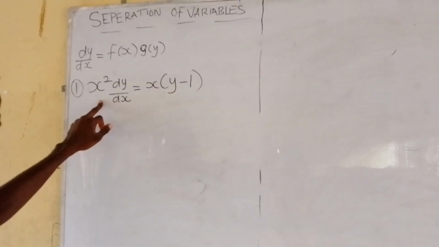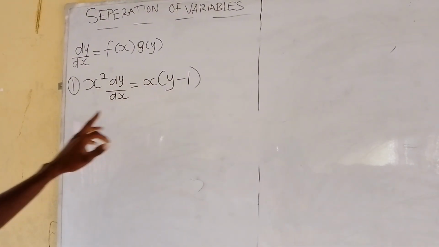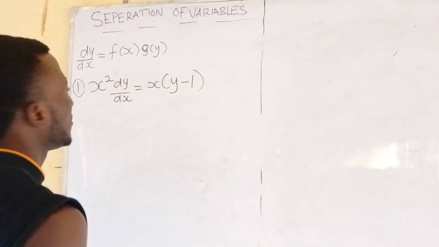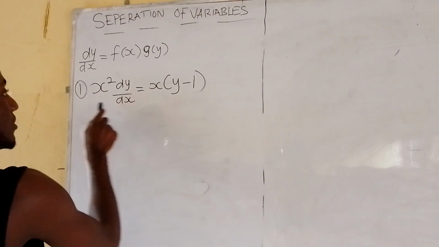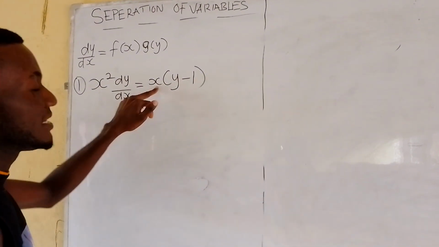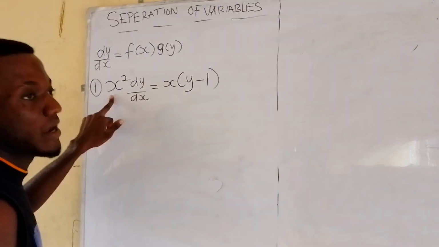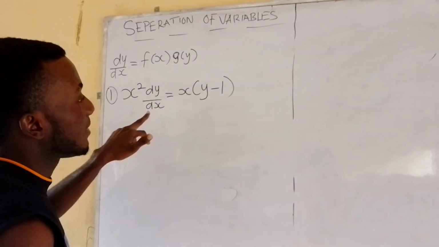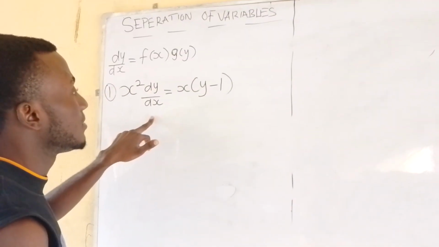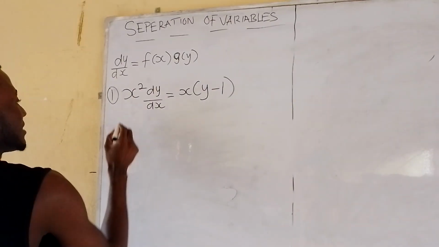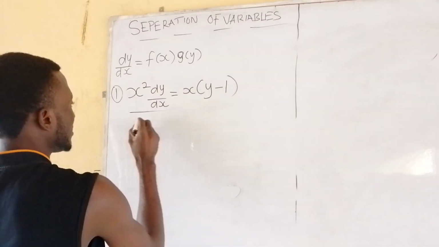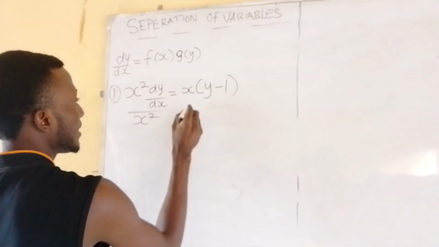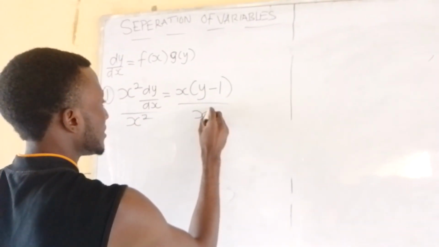We have x squared here, we have x here. Looking at the common thing we have, we can simply divide both sides by x squared to eliminate this x and this x squared. Eliminating this x squared will leave us with dy over dx only. So let's try that. Divide both sides by x squared.